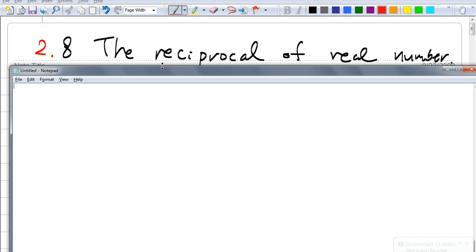Today we're going to talk about reciprocals of real numbers, and we're going to do one more section, 2.9, after this. These two are related. You'll see why in a minute, okay?